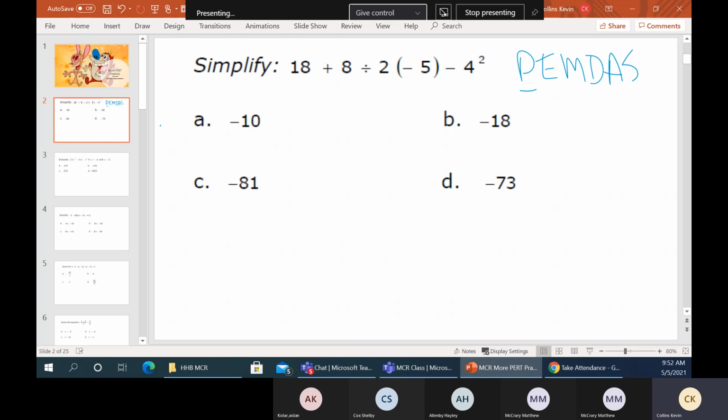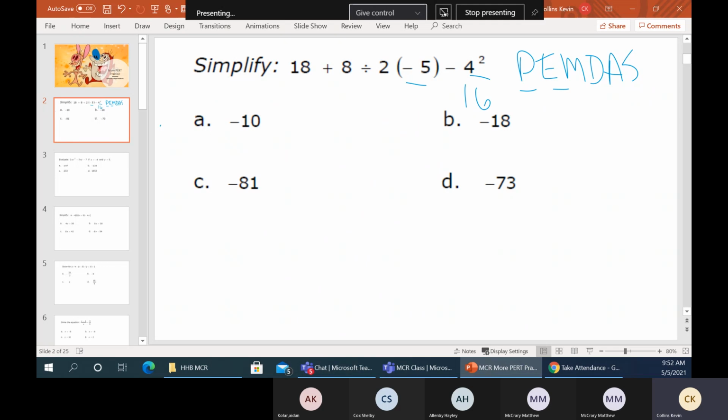Okay, so first thing is parentheses. We have a parenthesis here, but there's nothing we can do with that guy, right? Next up is the exponents. Okay, so we got an exponent here, right? So we're going to do 4 times 4, so that's going to be 16, right?